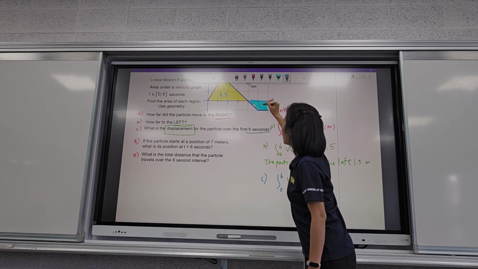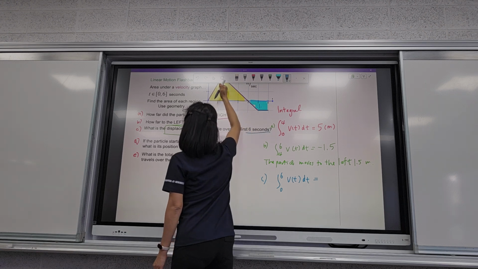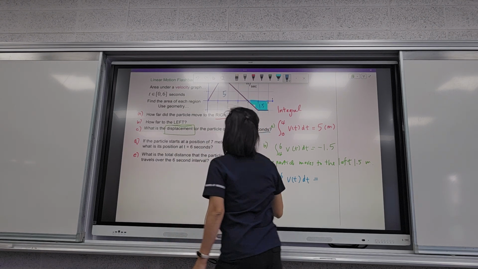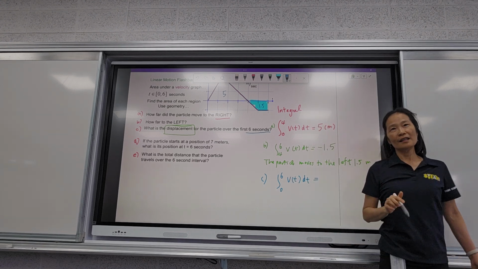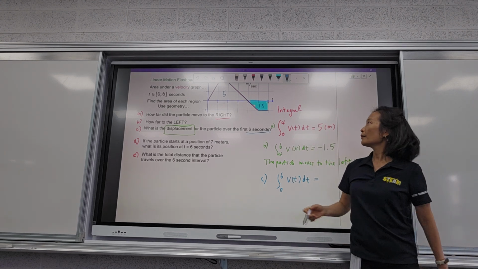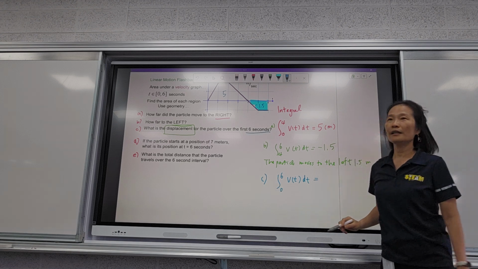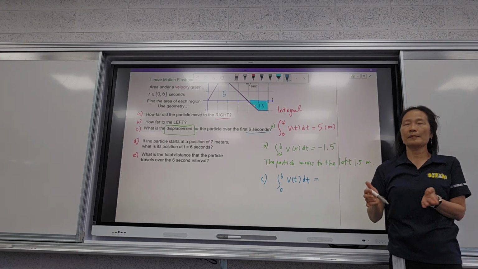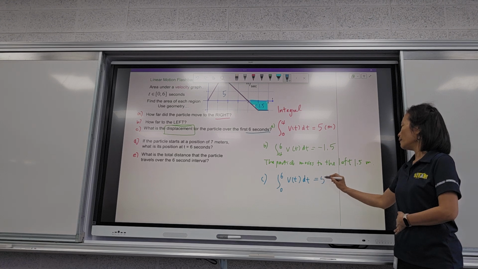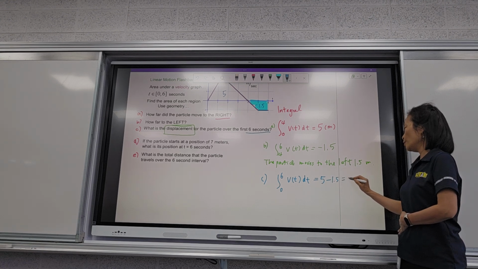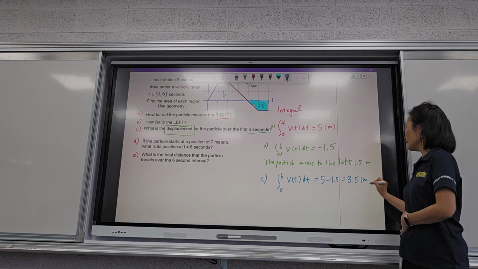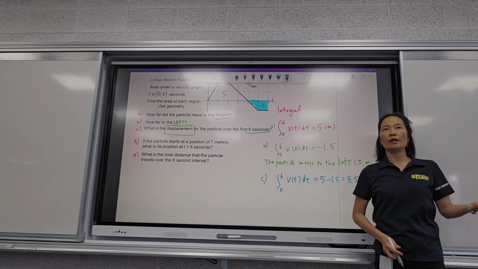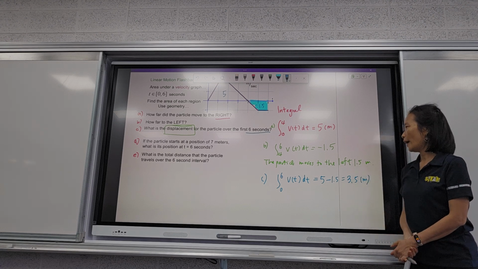6. Sorry, it's supposed to be 5 minus 1.5. So displacement is the net change. This part is negative: move to the right and come back. So your displacement is 5 minus 1.5, which is 3.5 meters. Ending position minus the starting position, only moved 3.5.